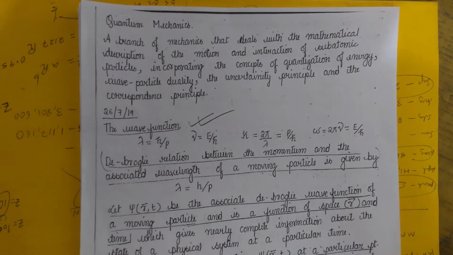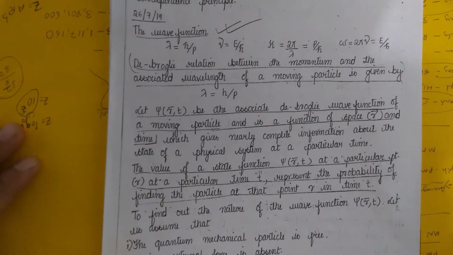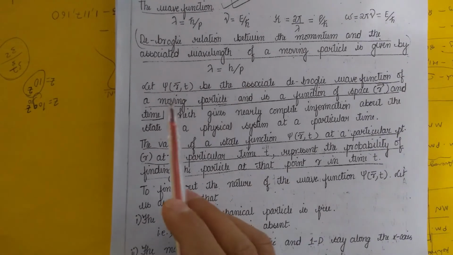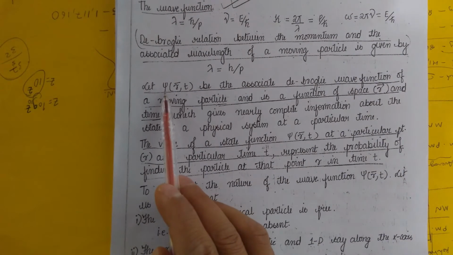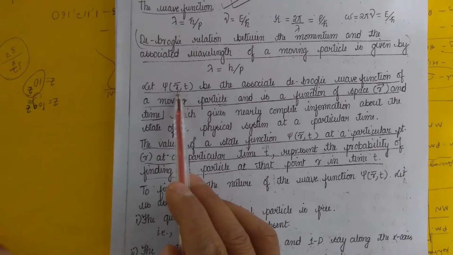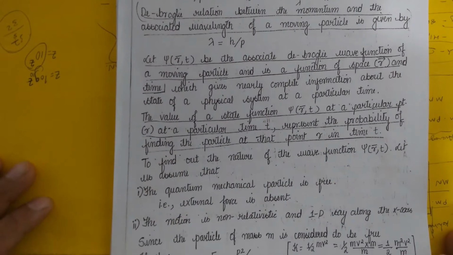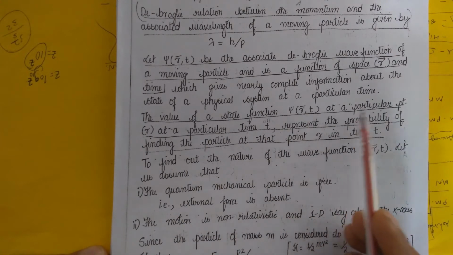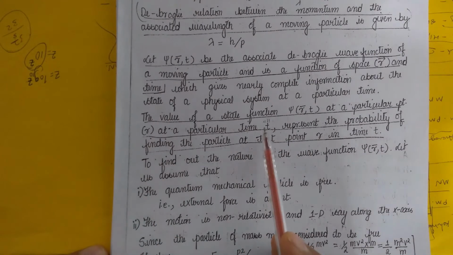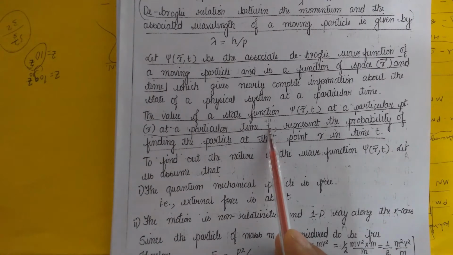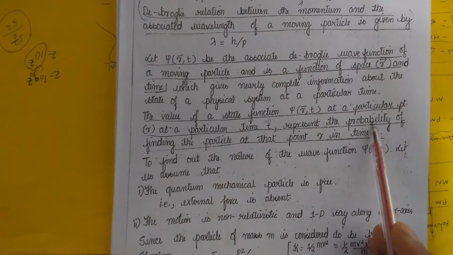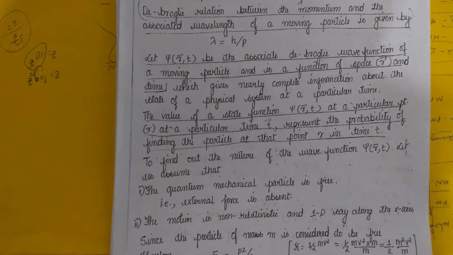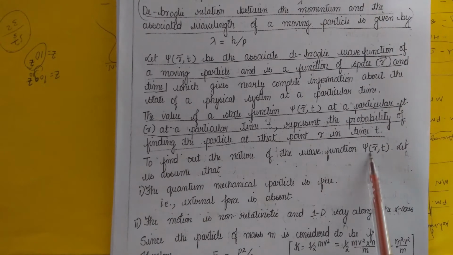By now we already know what quantum mechanics is, and the de Broglie wavelength and its equation, so we will go straight to the wave function. We have this wave function psi, which is a function of r and t, where r is space and t is time. When we know the value of the state function psi(r,t) for a particular value r at a particular time t, that value represents the probability of finding the particle at that point r at time t.